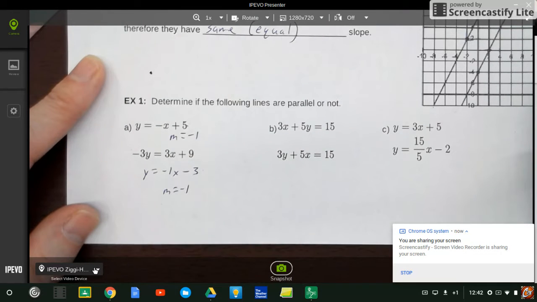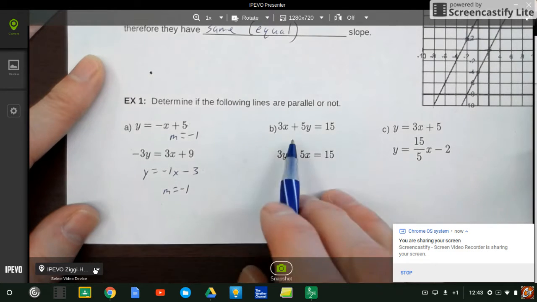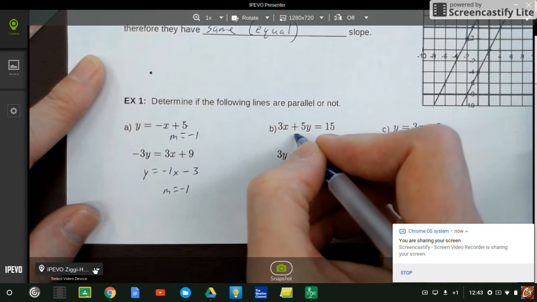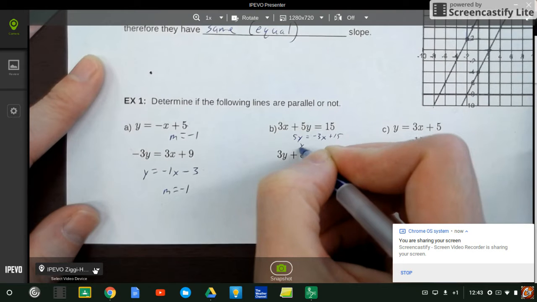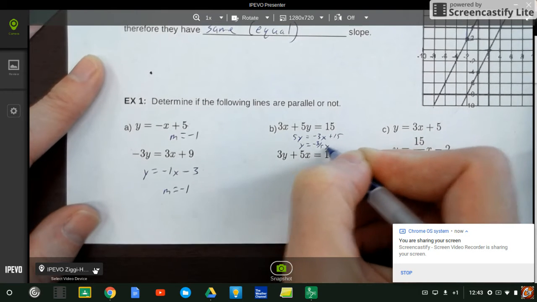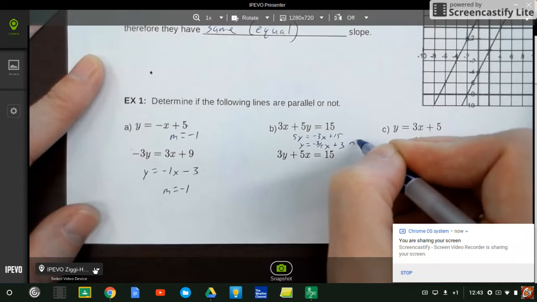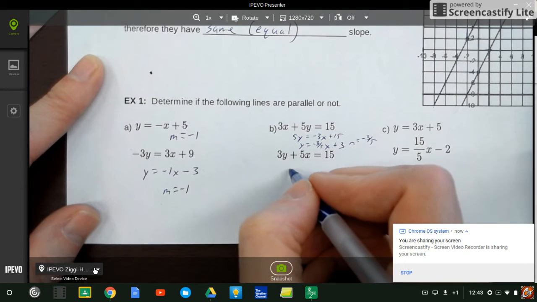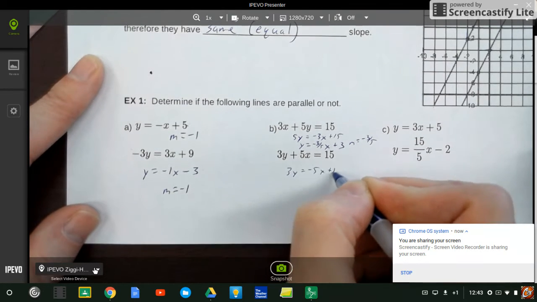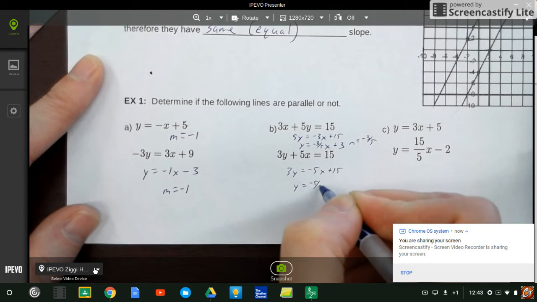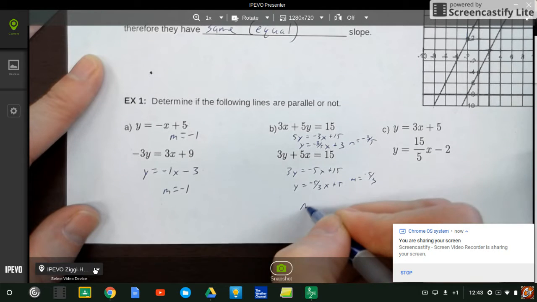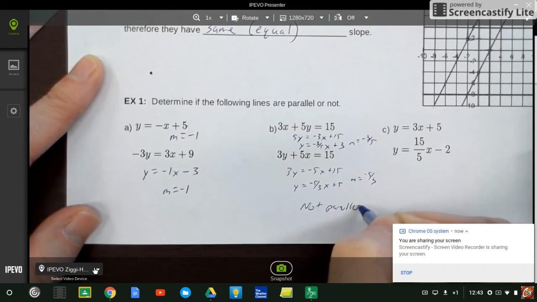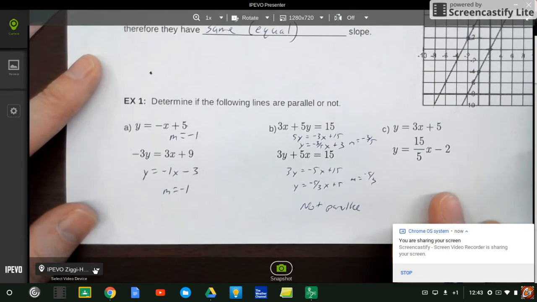Check out the next two, see what you can do. Are they going to be parallel or not? Okay, so this one, we put into y equals form: 5y = -3x + 15. So y = -3/5 x + 3. So a slope of -3/5. And here, 3y = -5x + 15. So y = -5/3 x + 5. Slope is -5/3, not parallel. Not the same number.